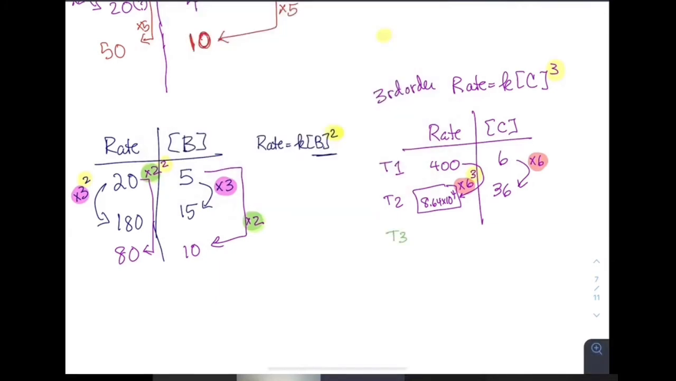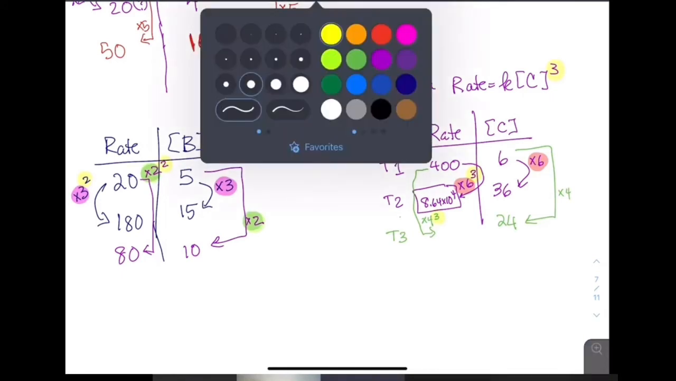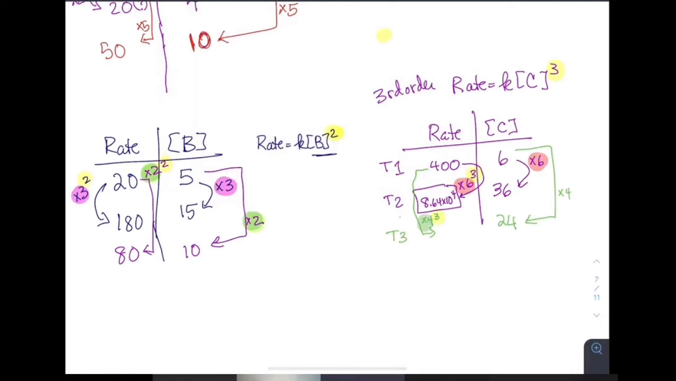Let's say I run a trial 3 where I change the concentration to 24. Well, 24 is times 4. 6 times 4 is 24. What does the rate do? Well, it goes up by 4 cubed. Again, the cubed is because of the order, and the times 4 is because of the times 4.